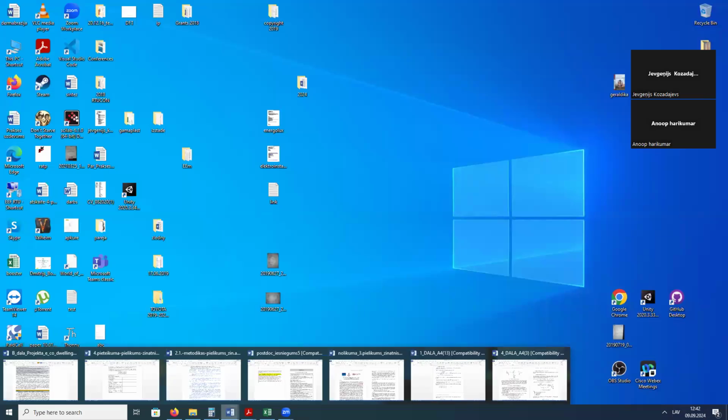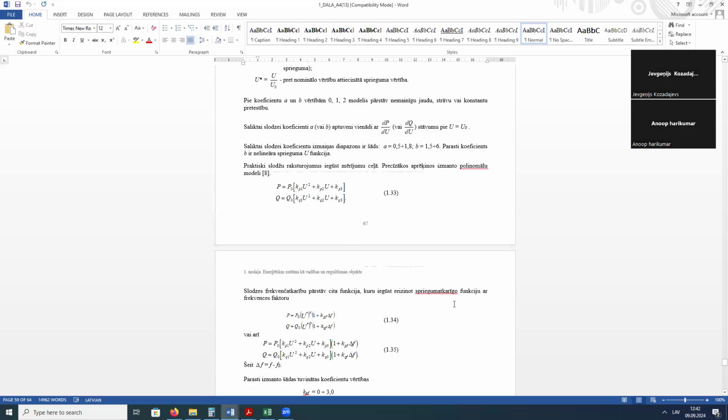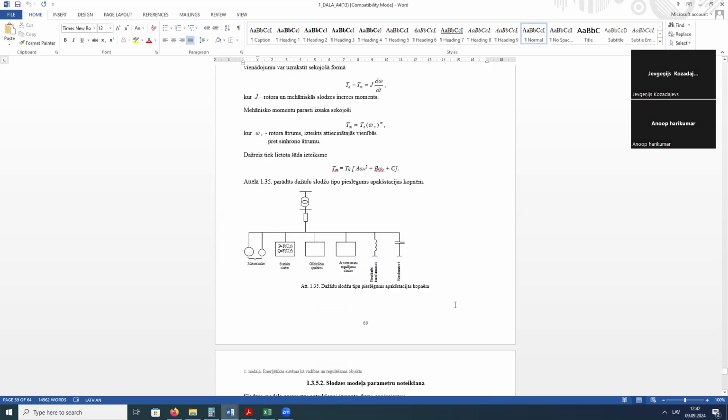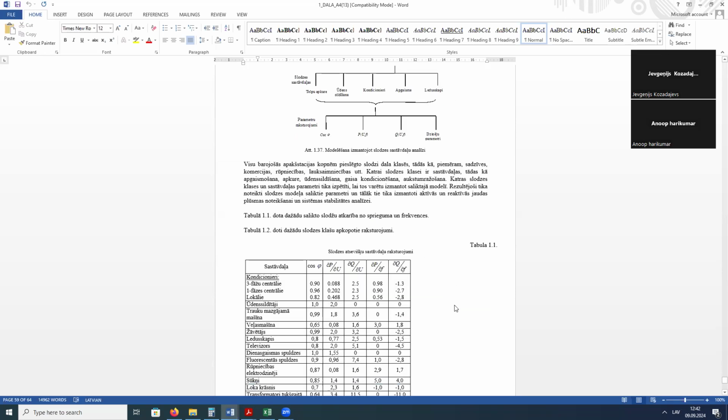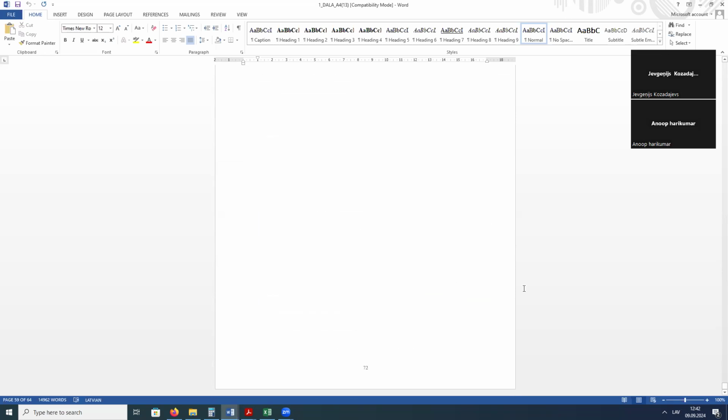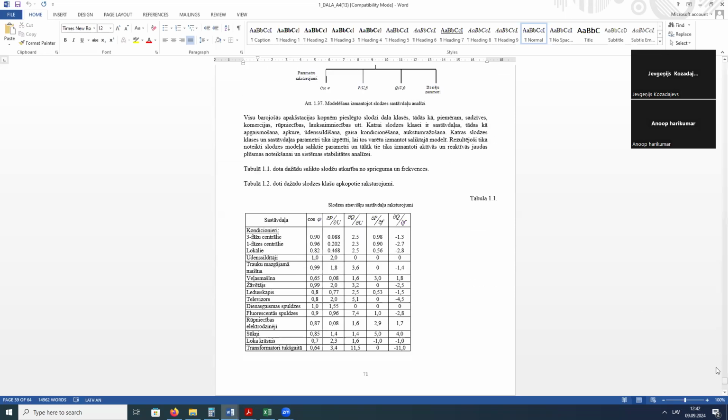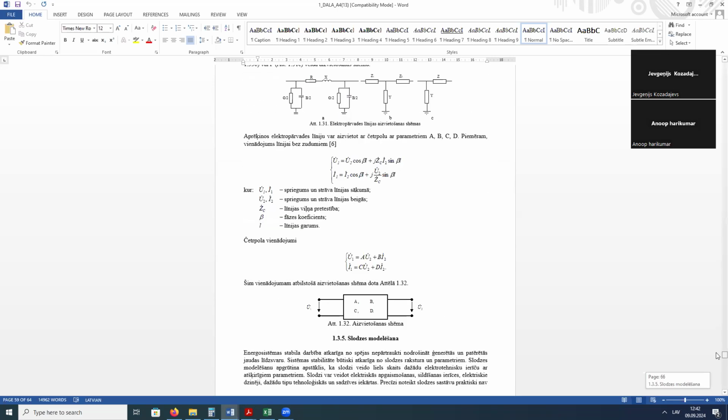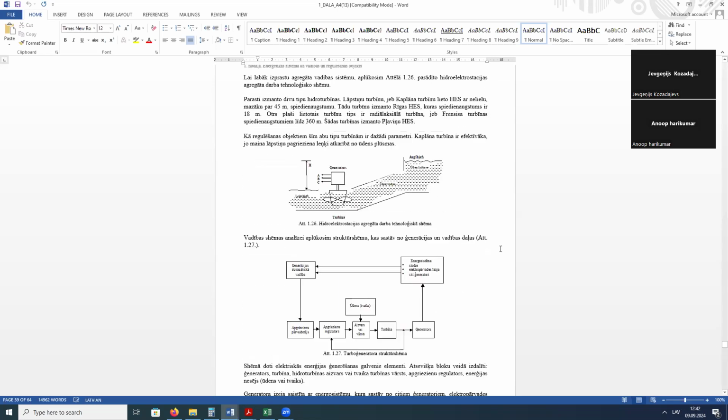Record and share screen. Okay. Share screen, share screen. Okay.